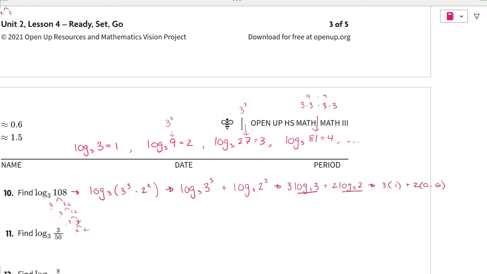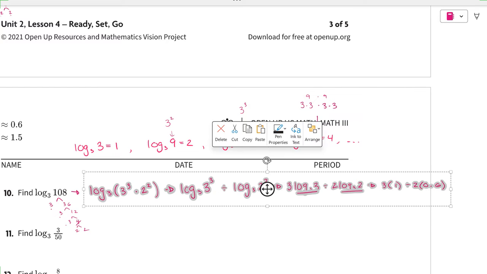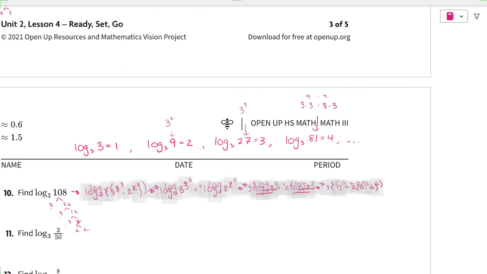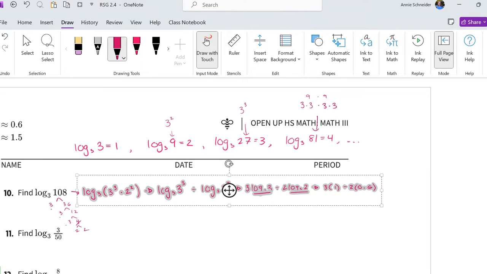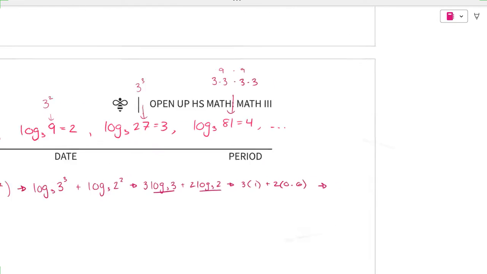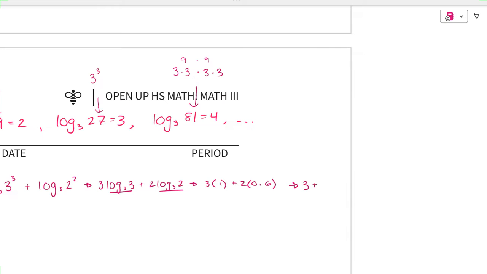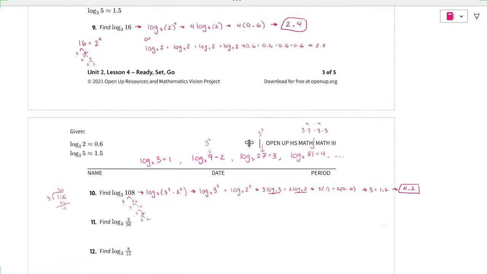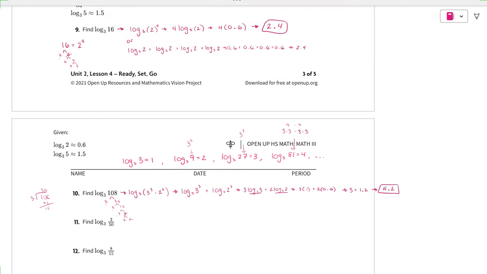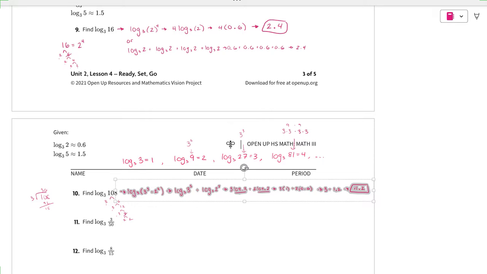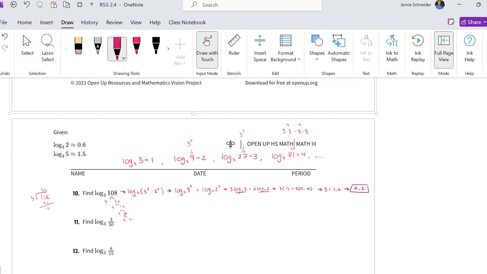Okay, let me just create a little bit more space for us here. Okay. So this leads us to 3 plus 1.2. 2 times 6 is 12, so 3 plus 1.2, we get 4.2 as our final answer. Again, I want that to fit on the page. I know it's a video, so we don't really need it to, but here we go. Okay, so there is log base 3 of 108.